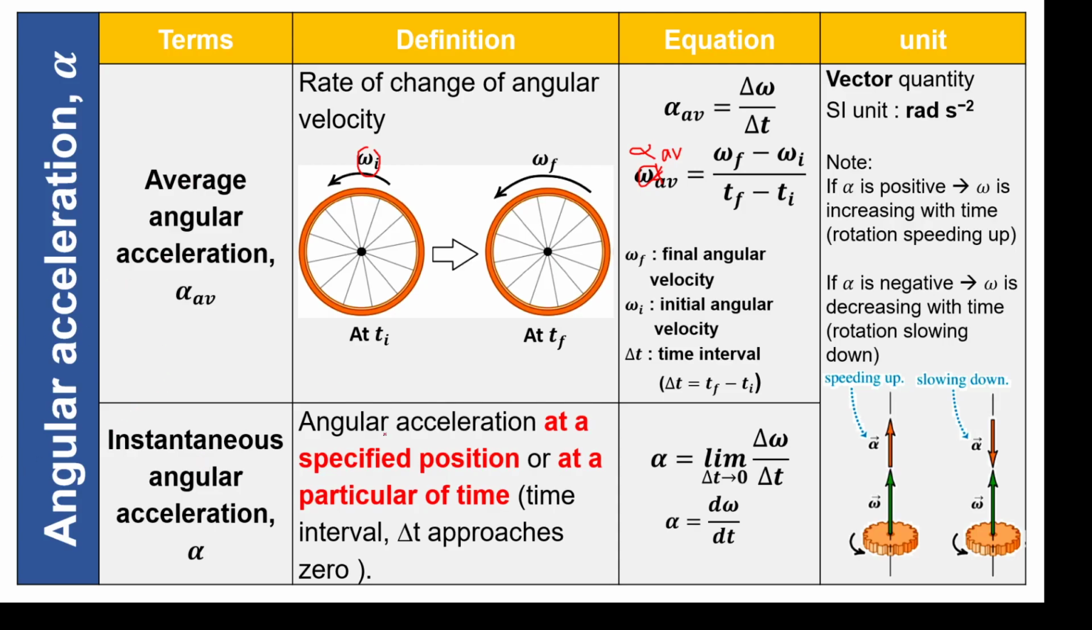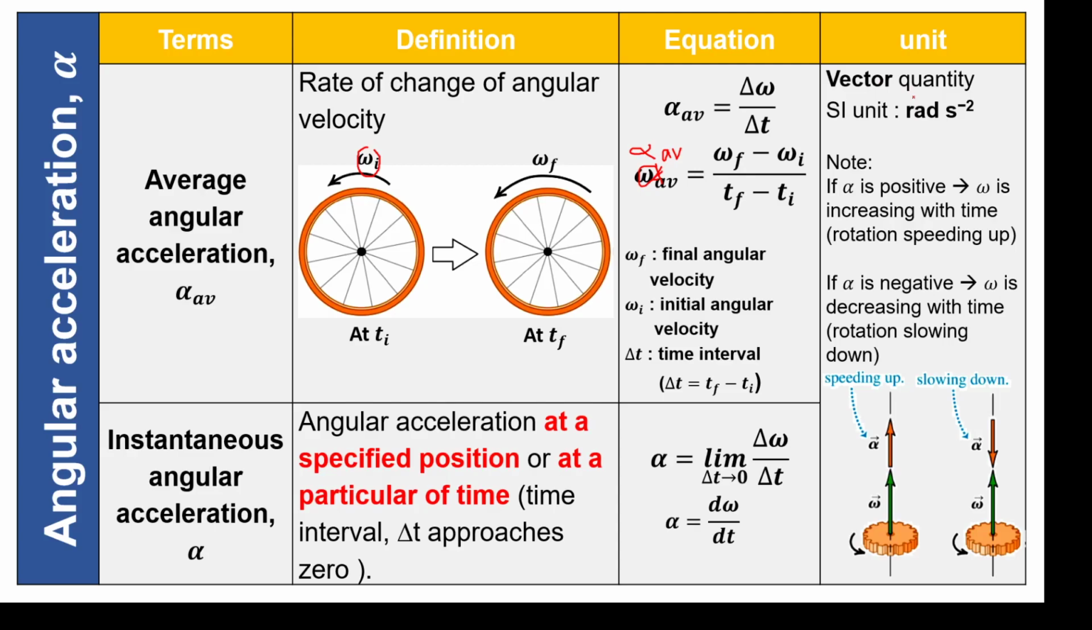It's the same thing, but at a specific point in time or specific position. How do you find this? By differentiating the angular velocity, or when the limit approaches 0. Now, continuing on the units of angular acceleration: since angular velocity is a vector, angular acceleration must be a vector quantity as well. The unit is radian per second squared.